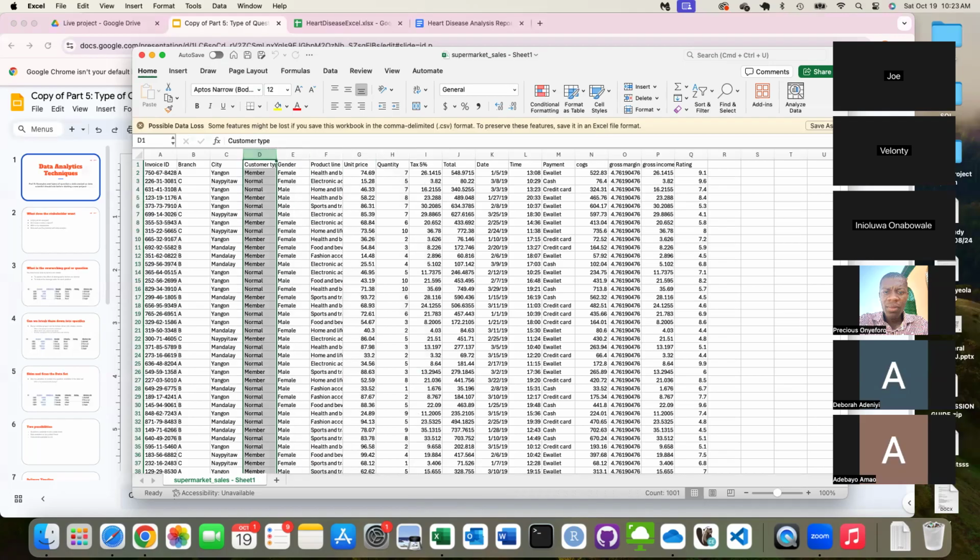Anybody want to go, based off of what you have here? Are you going to be looking at invoice, or branch, or city, or customer type? First of all, which variable do you think is one of the most important, or which variable is the least important? Anybody want to go? In your way, please. I am thinking the customer type. Okay, customer type is one of the most important. What do you think would be a least important variable here?